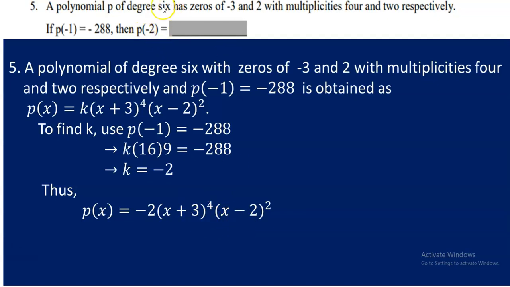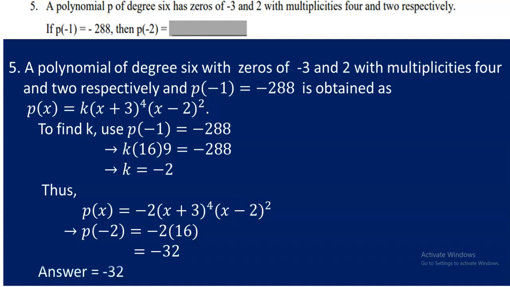But the question is, what will happen for p of minus 2? So substitute minus 2 in place of x. So when you put minus 2 in place of x, this turns to be like this. P of minus 2 is minus 2 plus 3 makes what, students? 1. 1 to the power of 4 is 1. 1 times minus 2 is minus 2. And here minus 2 minus 2 is minus 4. Square is 16. So minus 2 times 16 makes minus 32. So what we need to put in our blank space here is minus 32. I hope you have understood the idea of the question and the solution too.